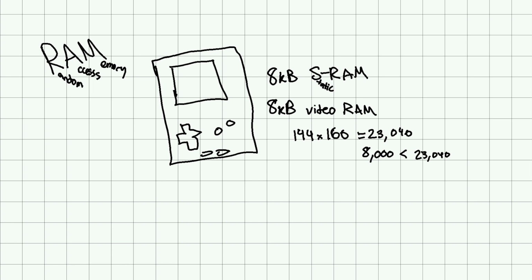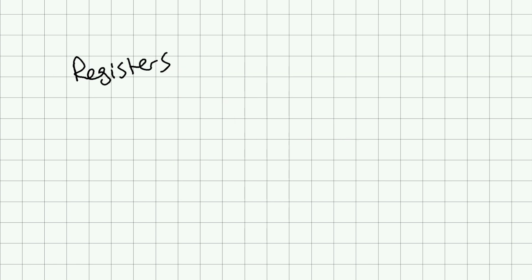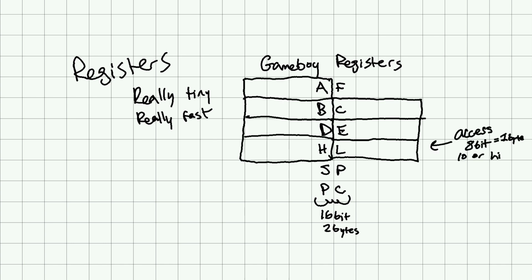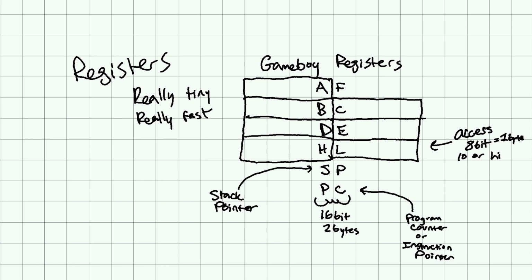But there's actually some memory on the Game Boy that's way faster than SRAM. Registers let us read and write a really tiny amount of memory really quickly. The Game Boy has 6 2-byte, or 16-bit, registers: AF, BC, DE, HL, SP, and PC. AF, BC, DE, and HL are general purpose registers. In some of these registers, you can treat half of it as a single 8-bit register instead. SP is the stack pointer, and PC is the program counter. We'll spend more time on SP and PC in a different episode.